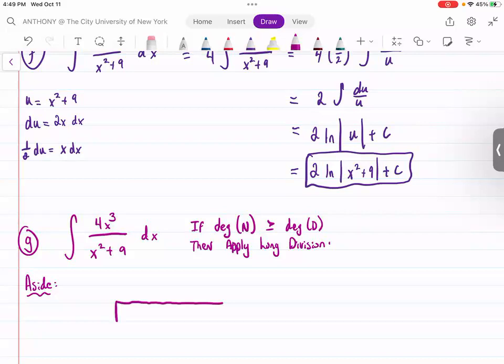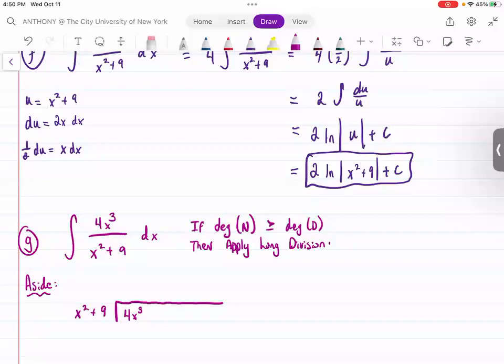Inside of it, you put the numerator, which is 4x cubed, and your denominator goes on the outside, directly to the left. So that's x squared plus 9. Now, one thing to also note is that if you compare the numerator, 4x cubed, to the denominator, x squared plus 9, notice that the numerator doesn't contain powers of the denominator.